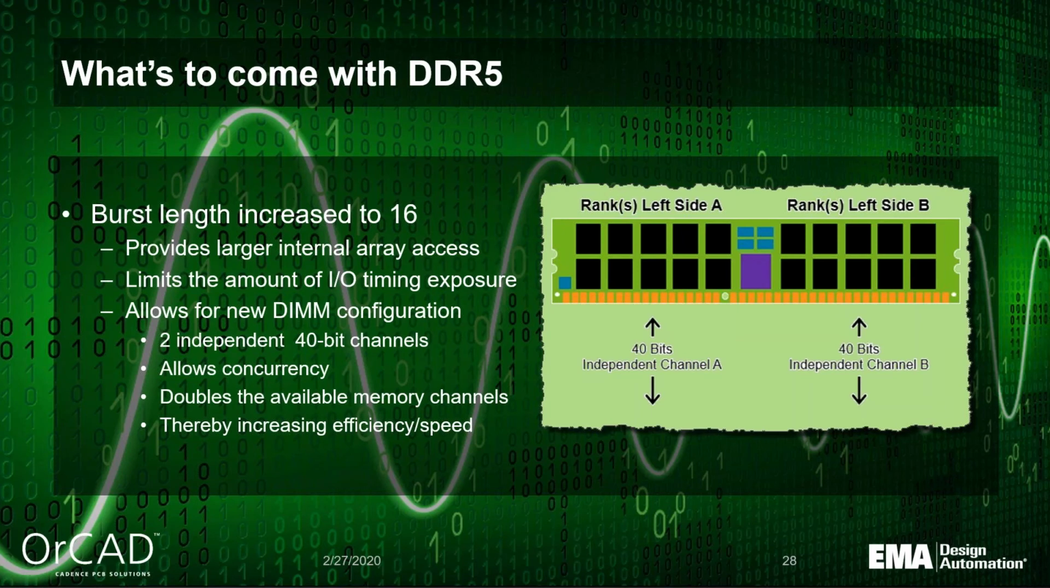It also allows for a new DIMM configuration. So you can use two independent 40-bit channels now for the DIMM designs, which basically allows concurrency between each of the channels and essentially doubles the number of available memory channels for each of the particular DIMMs. And that in and of itself will increase efficiency and speed for those particular memory arrays.